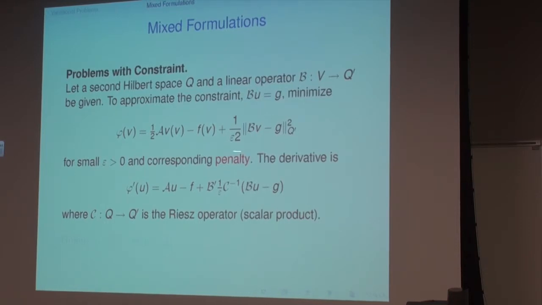plus this penalty term. Let epsilon be your favorite small number, and minimize this quantity. This guy tries to get small, but he wants to do it and try to keep this guy small, but if epsilon is small, that's going to force B of v to be close to G. And you can kind of guess what's going to happen when the epsilon really gets small.